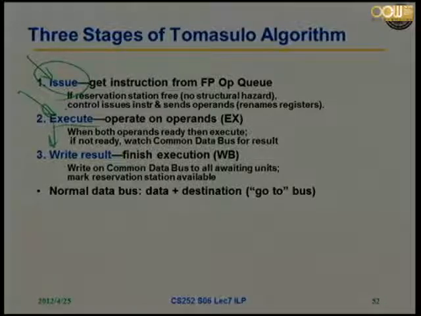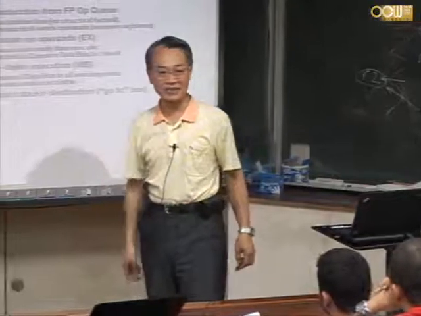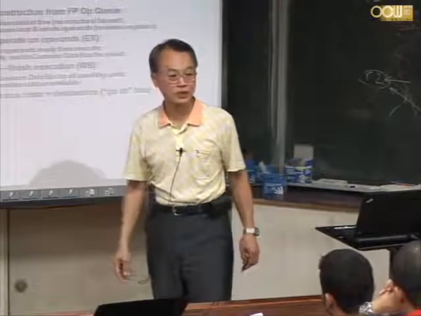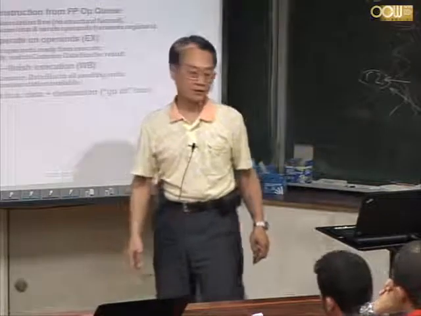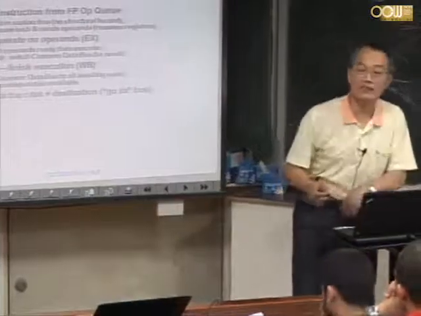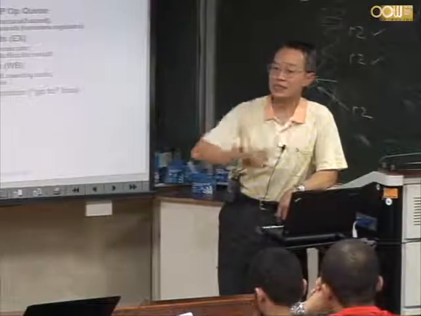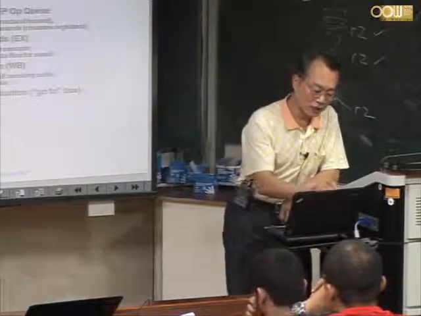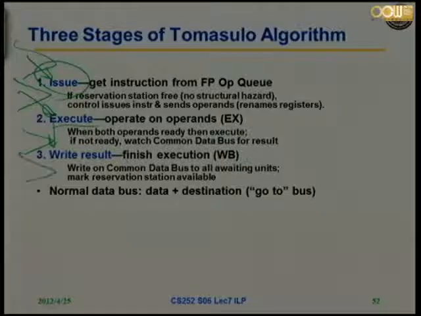Okay, and when you are through, after finishing execution, what do you do? Broadcast? No, not yet. Get the right to broadcast. There's only one common data bus. You need to arbitrate for that resource again. So you wait indefinitely. So this is a very easy quiz problem. Show me where there can be stalls and where there cannot be stalls.